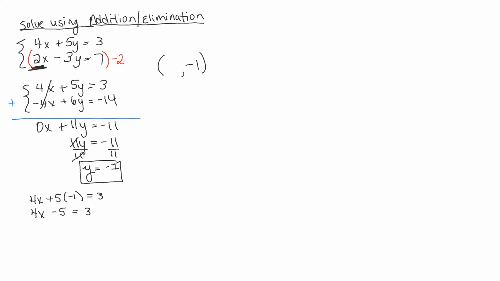We want to get the 4x alone. I do that by adding 5 to each side. Negative 5 plus 5 is 0. 4x plus 0 is 4x. And then that should equal 8. Divide both sides by 2. 4 divided by 4 is 1. 1 times x is x. And 8 divided by 4 is 2. I think I said divide both sides by 2. We're actually dividing by 4, and we get x equals 2. So we think our solution is 2, negative 1, but we're certainly going to check our work.